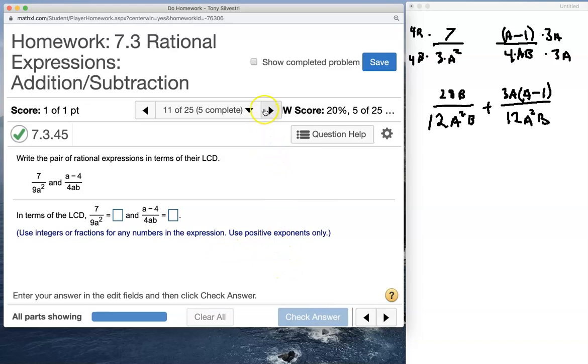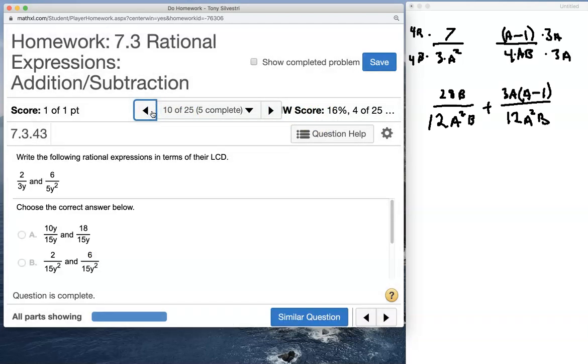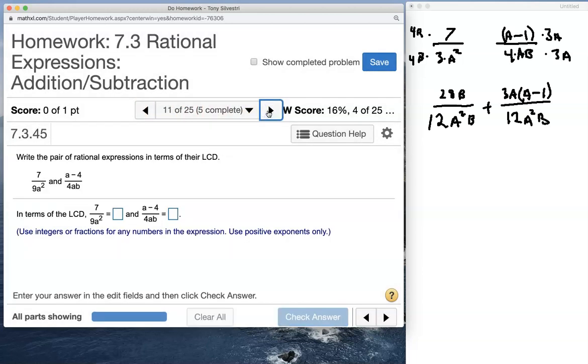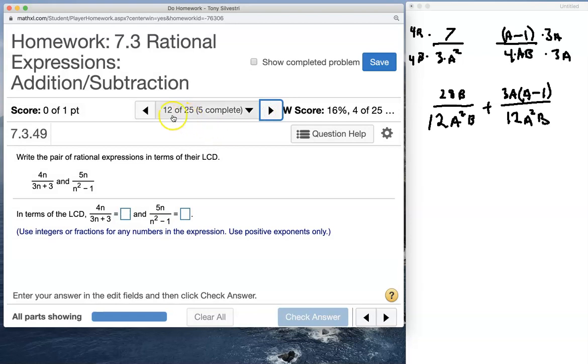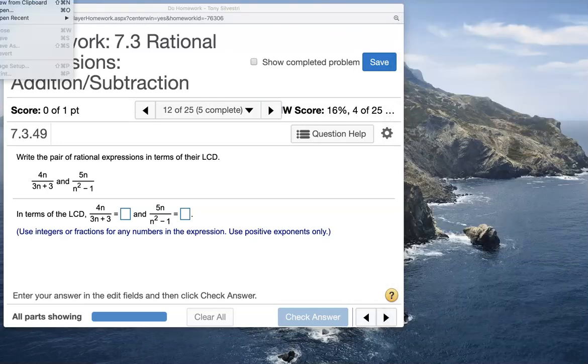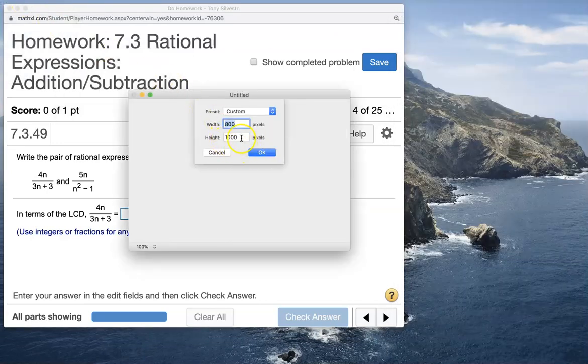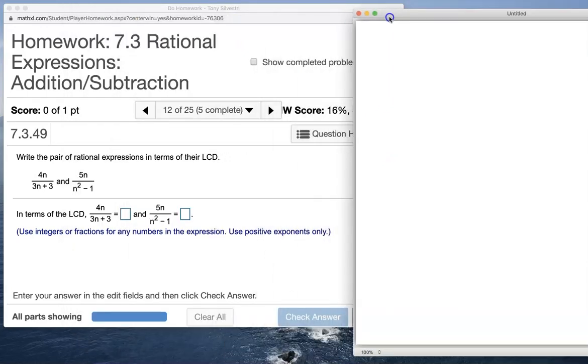What did I just do? How come I can't go? Wait a second. What did I just do? Oh, I don't know what happened there. I think I said do another one of those problems. Okay, number 12. Don't worry about it. Don't save it. Let's do a new one. Let's not do 1,000. Let's do 800. Okay, that's a better size.